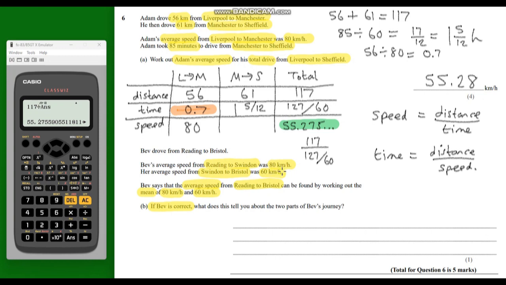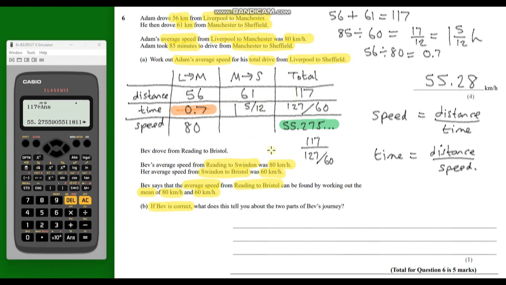Now, a big misconception about this is to calculate the mean, we just take the average. But that wouldn't be correct in most situations. But here, it's saying that if Bev is correct, what does it tell you about the journey? Well, the only situation in which this would be correct would be if the time it takes for both journeys is exactly the same. So if it took the same amount of time from Reading to Swindon and the same amount of time from Swindon to Bristol, then yes, you can just take the mean. But most of the time, for example, in this first part of the question, the times are different, so you can't just take the mean.